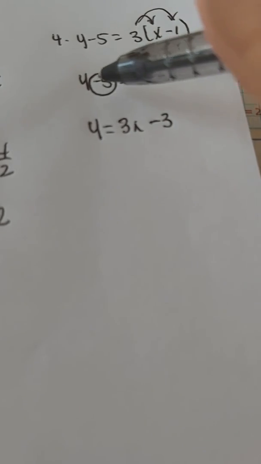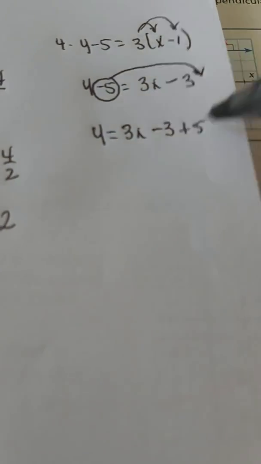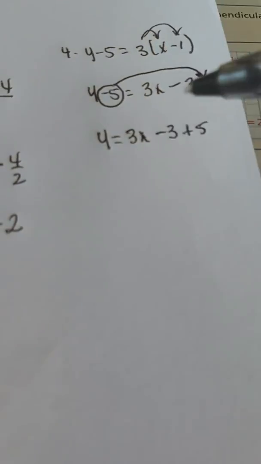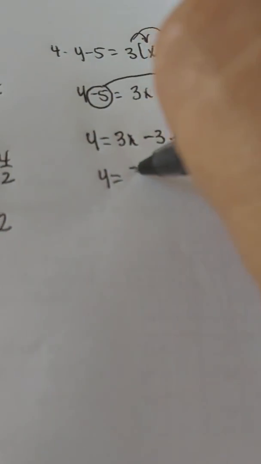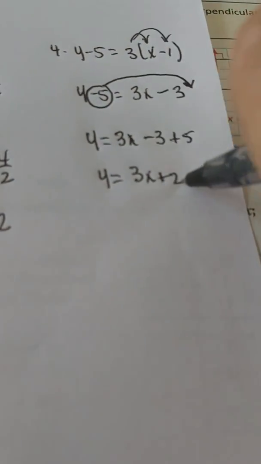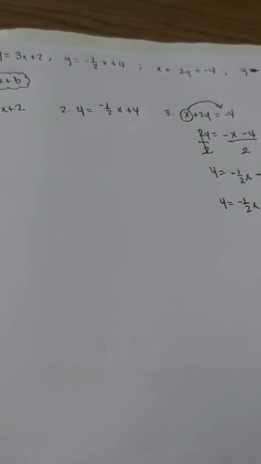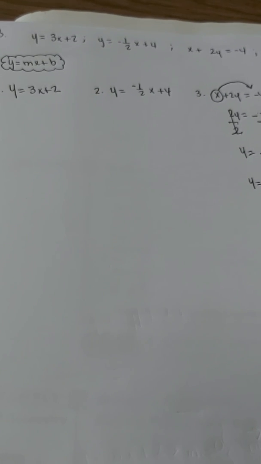Here we have negative 5, so if we move it to the other side of the equation, it will be positive 5. Now we simplify. Y equals 3x, negative 3 plus 5, that's positive 2. Now we have all of our linear equations in slope-intercept form.